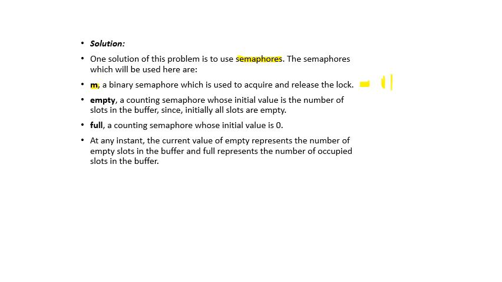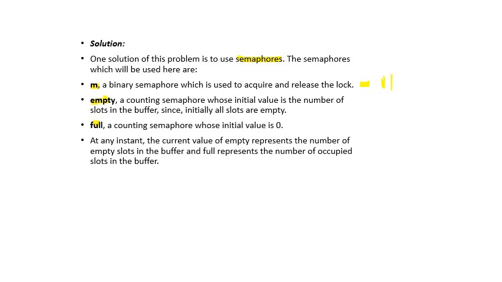1 indicates that some process has entered the critical section, and 0 means there is no other process present in the section. Next is empty. Empty is a counting semaphore whose initial value is the number of slots in the buffer, since initially all the slots are empty. Next, full is a counting semaphore whose initial value is 0.